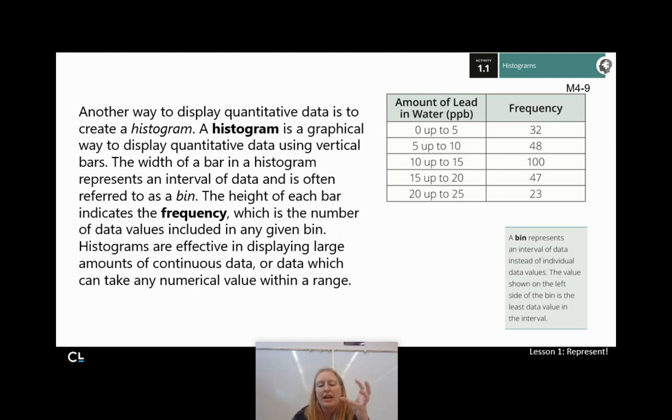So histograms are effective in displaying large amounts of continuous data, or data that can take any numerical value within a range. So the idea is that the bin gives us the width and the frequency gives us the height of the bar. And we put all the bars together and it gives us a lovely histogram.